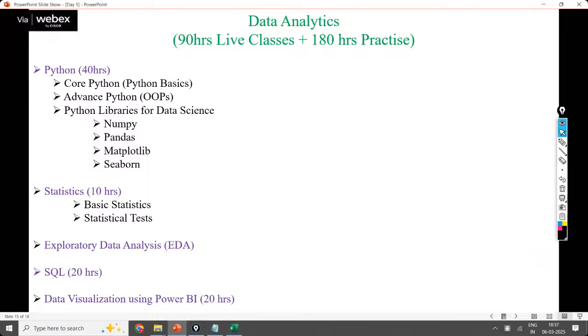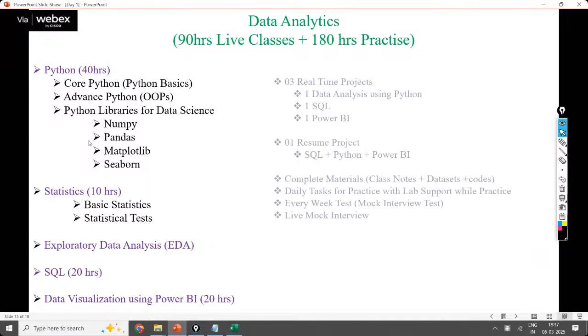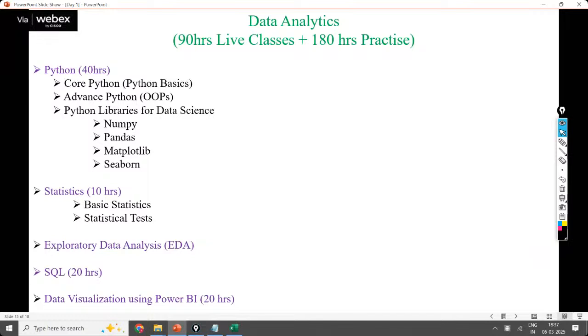Now, for learning this, obviously in the class we require examples or data sets, which are called projects. Here we are going to have 3 real-time projects. If you don't have any knowledge of Python, no problem. If you don't have any knowledge of statistics, absolutely not a problem.